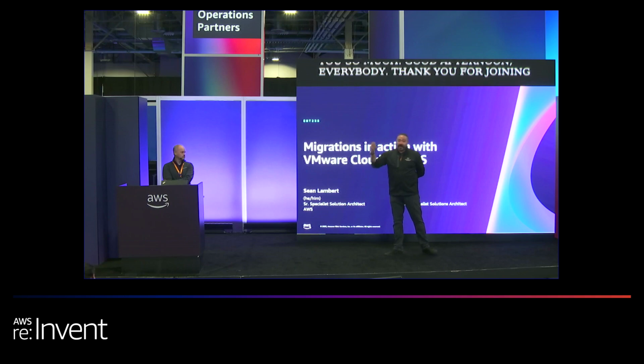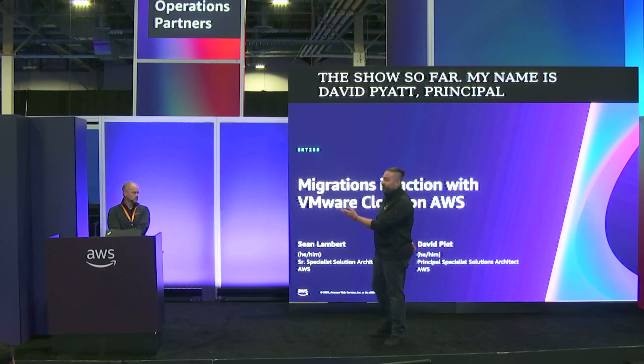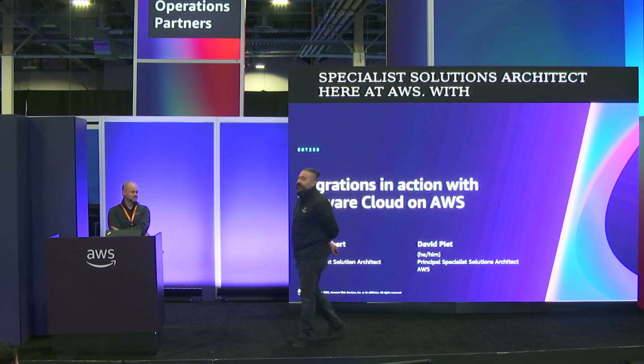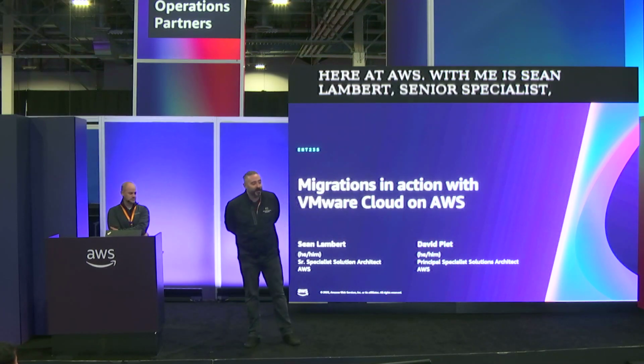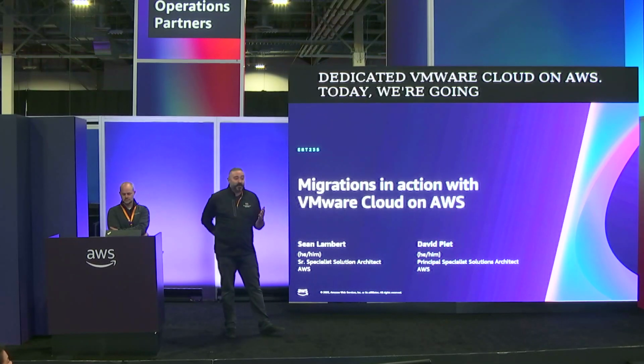My name is David Pyatt, Principal Specialist Solutions Architect here at AWS. With me is Sean Lambert, Senior Specialist Solutions Architect, also dedicated to VMware Cloud and AWS. Today we're going to take a look at some migrations in motion.